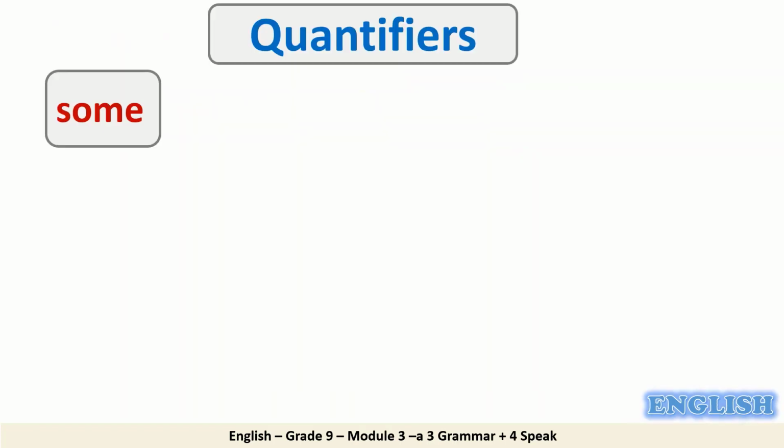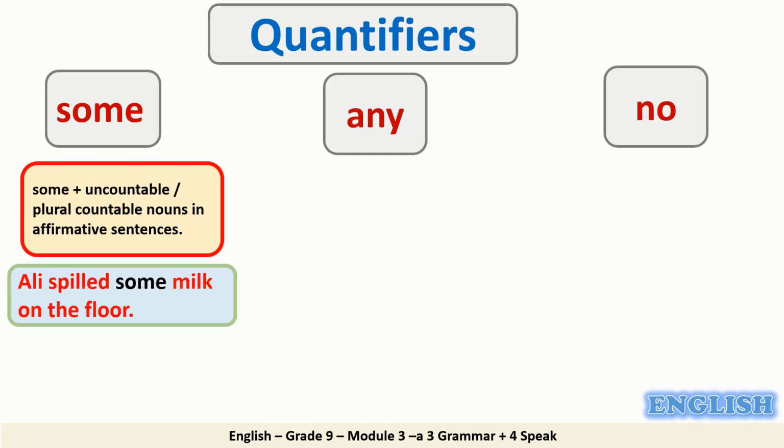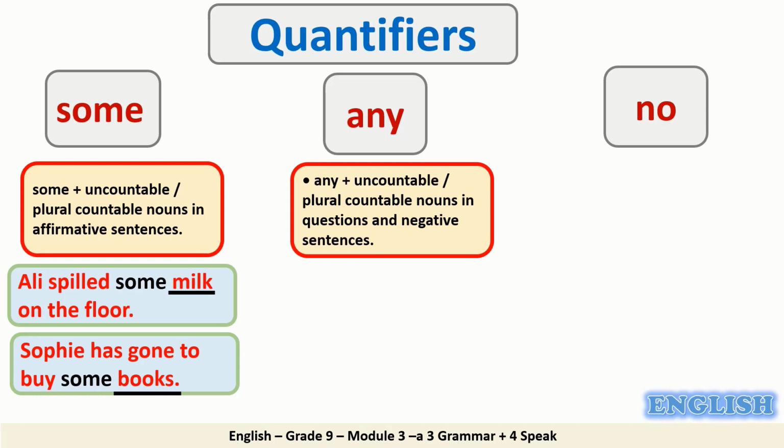Quantifiers. Some, any, no. Some is used with uncountable and plural countable nouns in affirmative sentences. For example, Ali spilled some milk on the floor. Milk is an uncountable noun. Sophie has gone to buy some books.